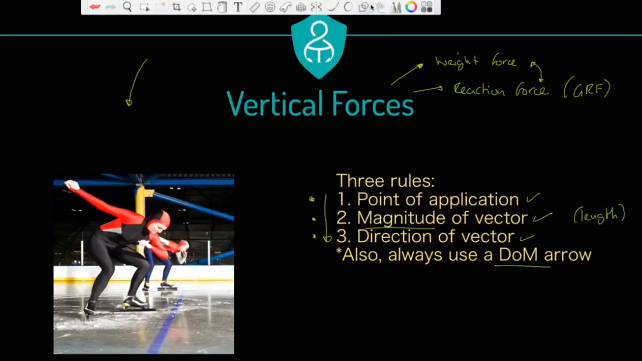I first of all want to represent the weight force. I want to work on this performer here. The one at the back's basically the same, but I want to work on this performer here. I'm going to decide that weight force always originates from the center of mass. Okay, so I'm going to estimate that this performer's center of mass is approximately there. If in doubt, for a performer, the navel, the belly button area, is an excellent point for the center of mass of a human being.